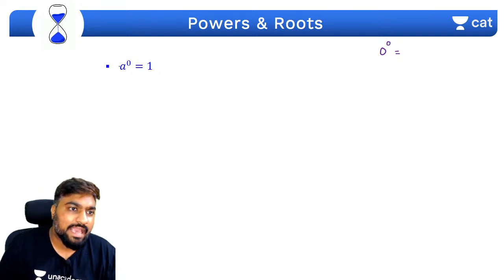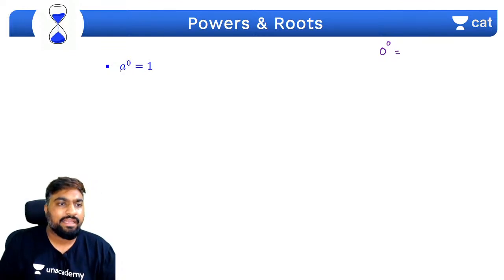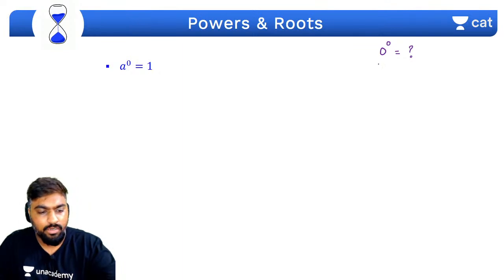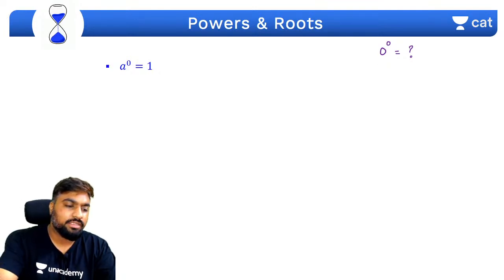So we're saying any number raised to the power 0 is 1, correct? What is 0 raised to the power 0? Quick. Ajay says 1. How about others? Saurabh says undefined. Achal says 1. Gaurav says 1. How about others?